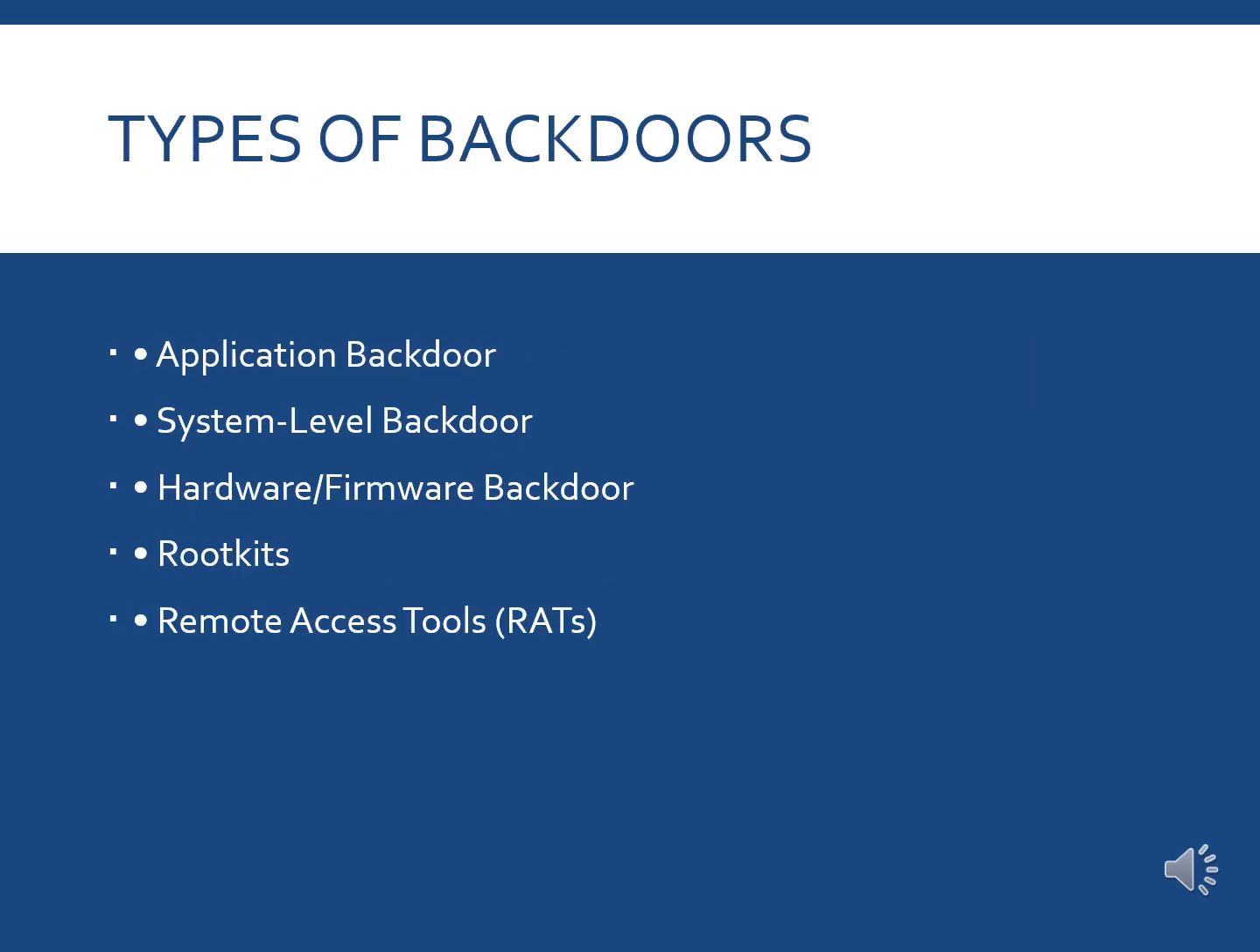There are different types of backdoors. Application backdoors hide inside apps. System backdoors modify operating system files. Hardware backdoors are inside chips. Rootkits are the most dangerous because they hide very deep. RATs give full remote control to hackers.